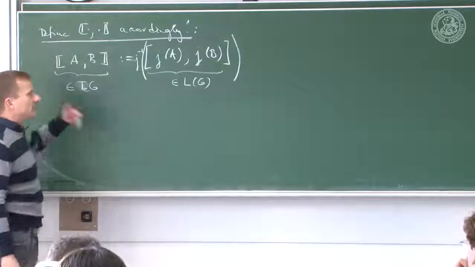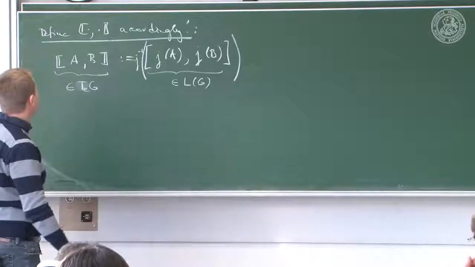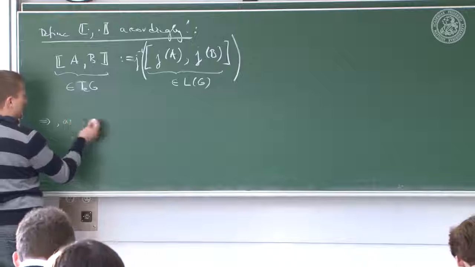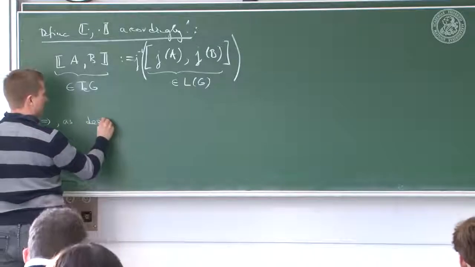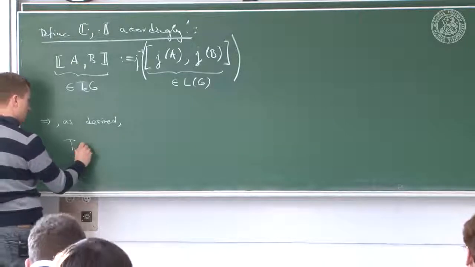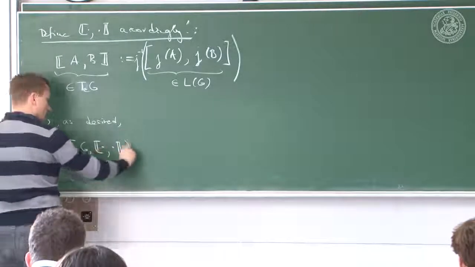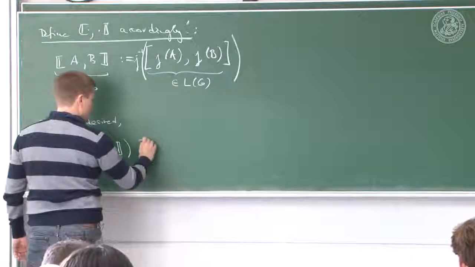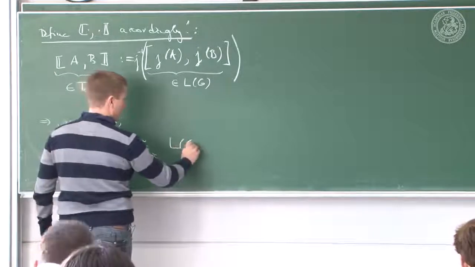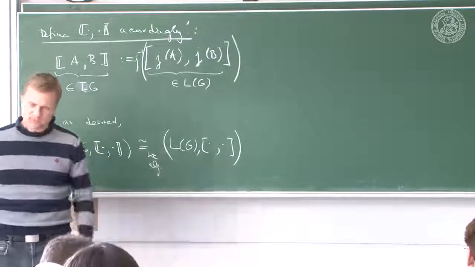Okay, and then you have as a theorem what I wrote down before, what I would like to have, namely that, as desired, it follows that TEG with this guy is isomorphic as a Lie algebra to L of G with the commutator bracket of vector fields.